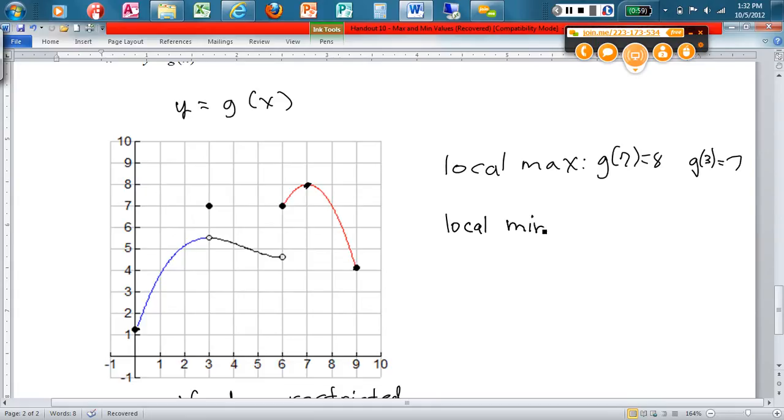Local mins now. All right. Well, a couple of things that we do need to talk about with this one. We don't have any real valleys, but there are a few points of interest we might want to talk about.